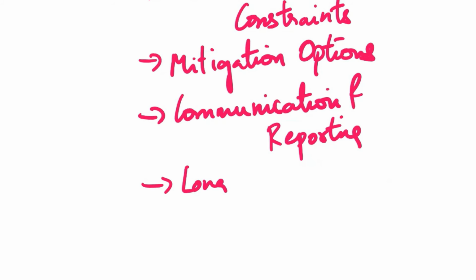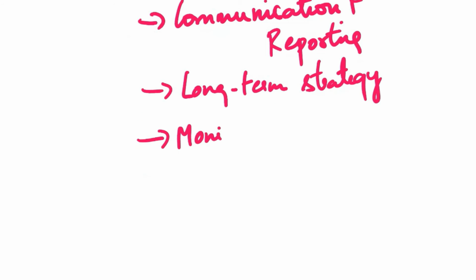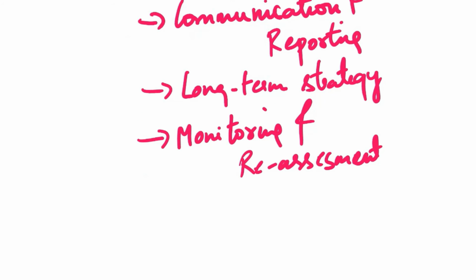Next, long term strategy. Consider the organization's long term strategy for system and software maintenance. If the affected systems are nearing the end of their life cycle, planning for upgrades or replacements may be a more strategic approach. Next, monitoring and reassessment. Implement continuous monitoring and reassessment of the vulnerability and the effectiveness of chosen measures. This enables adjustments to the strategy as the threat landscape evolves.